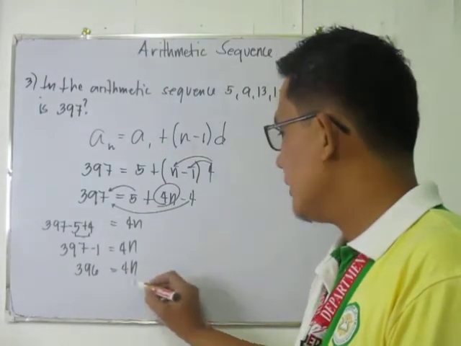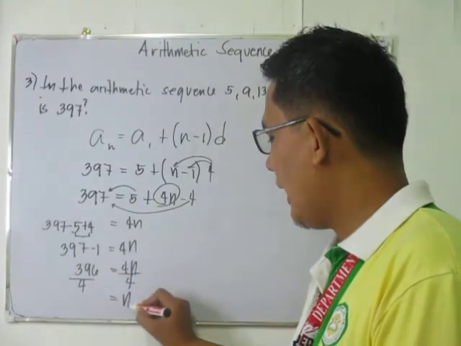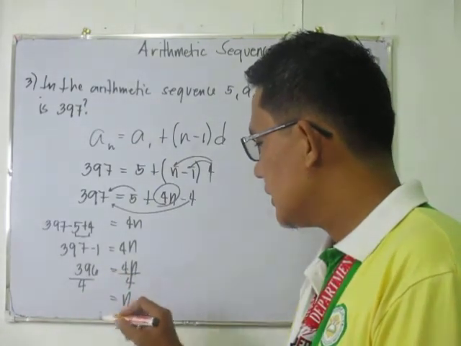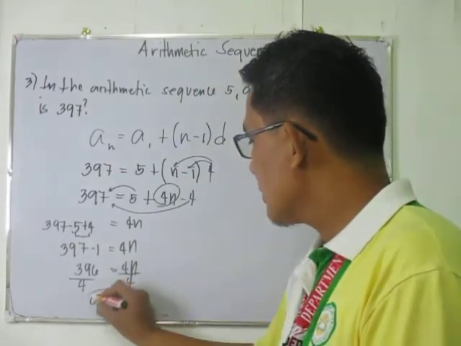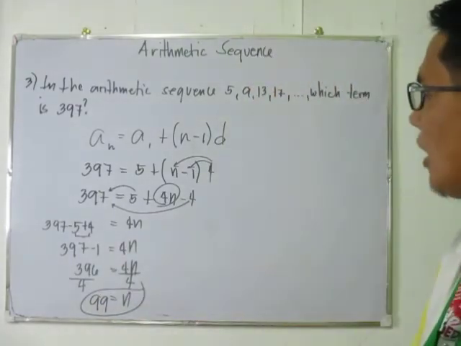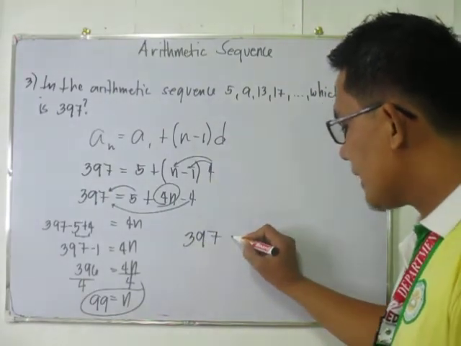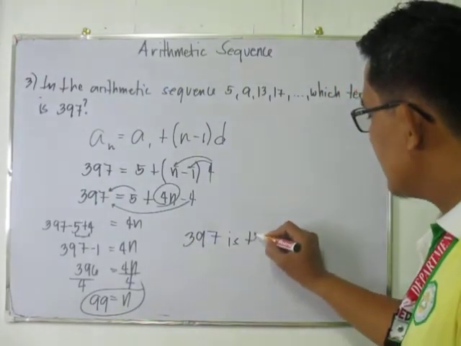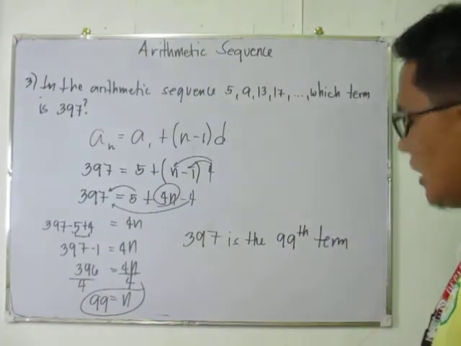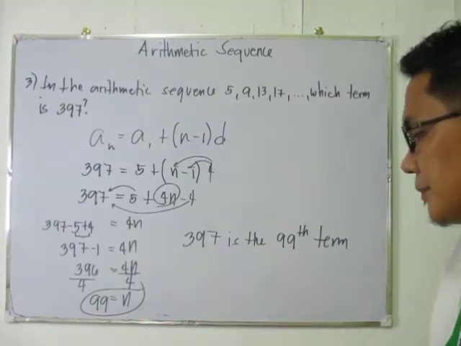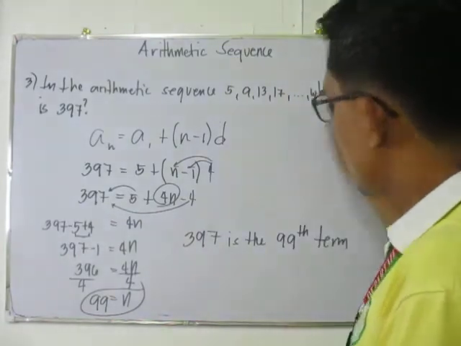Then to solve for n, just divide both sides of our equation by 4. And therefore, n is equal to, can you solve? n is equal to 99. So therefore, the position of our 397 is located at, or is the, 99th term of the sequence. Okay?